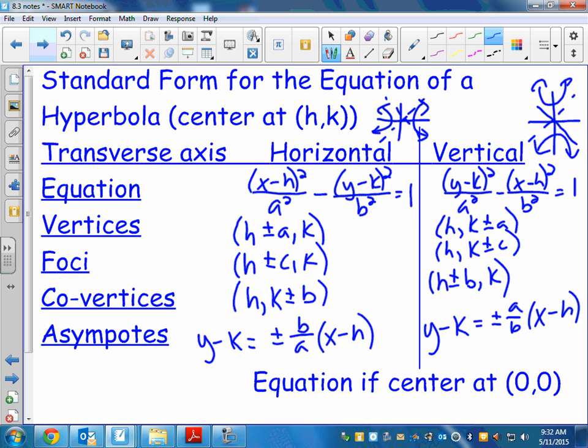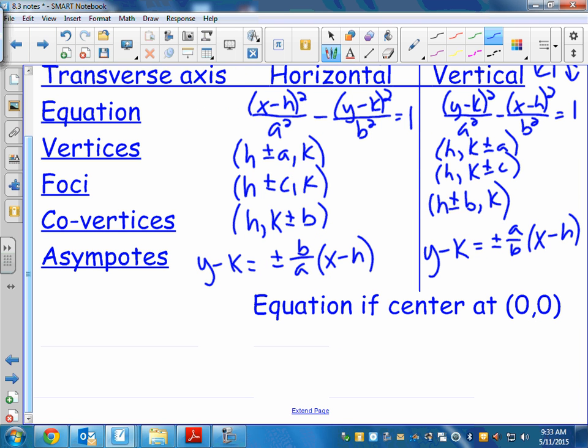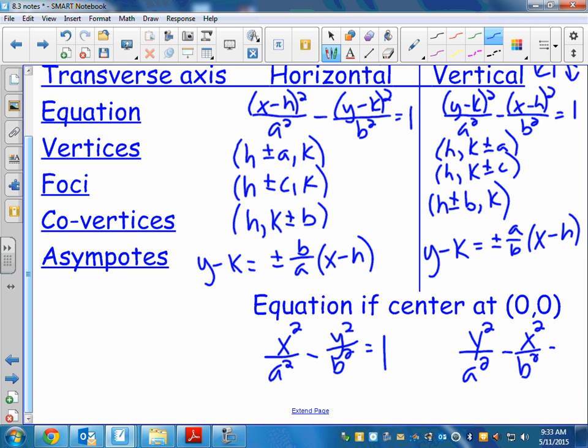And the reason the slope switches is going horizontally, right? B is going up this way and A is going this way. So if you went up and over as your slope, that's why it's B over A. On this one, A is going up and down, so that's why it's A over B. So again, you can kind of think through that instead of feeling like you have to memorize it. If it was at 0, 0, if you wanted to write that, that would just be X squared over A squared minus Y squared over B squared equals 1. Or Y squared over A squared minus X squared over B squared equals 1. If there's no adding and subtracting, then you know it is at the center.